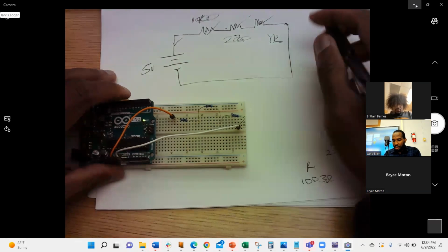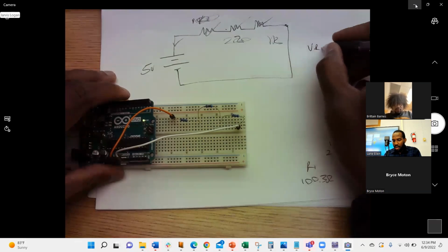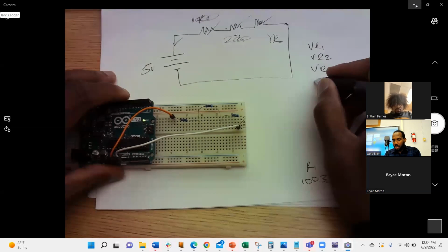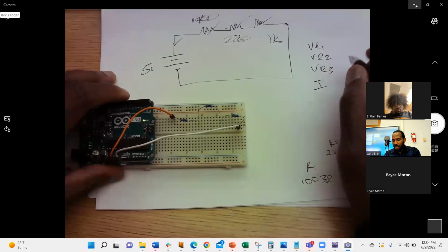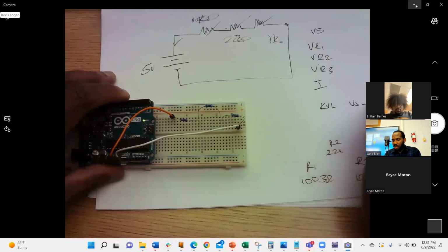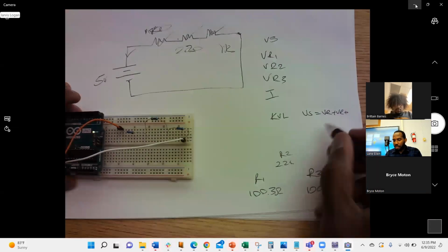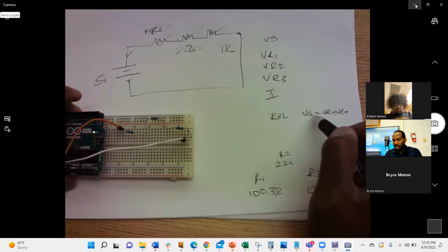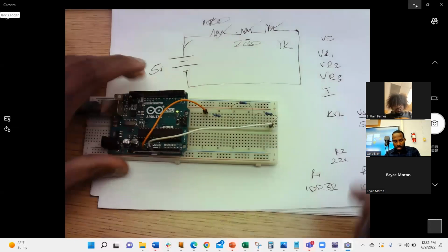So what are we going to measure? We're going to measure VR1, VR2. We're going to measure VR3. Then we're going to measure the total current, right? That is coming in. We can even measure the VS. According to KVL, our VS is going to be equal to VR1 plus VR2 plus VR3. So in other words, Kirchhoff's voltage law says that all the voltage drops are going to be equal to whatever voltage we have coming in, which we know is about 5 volts. So let's go ahead and start this measurement.